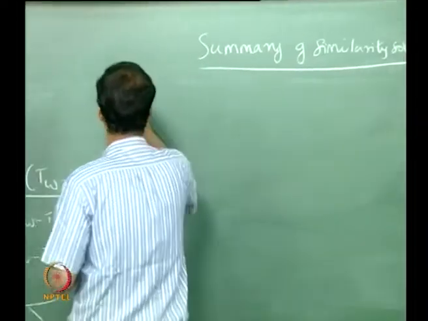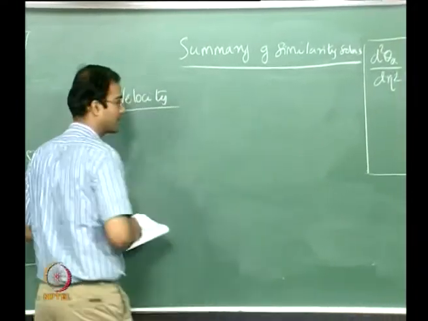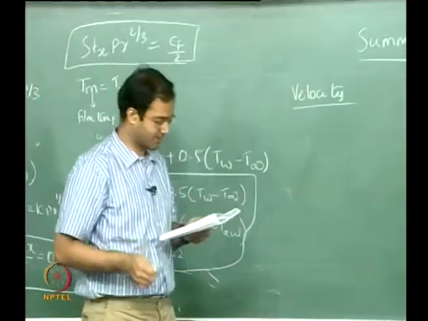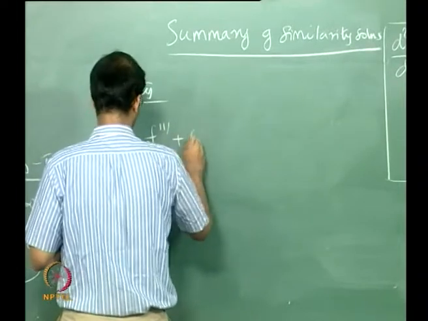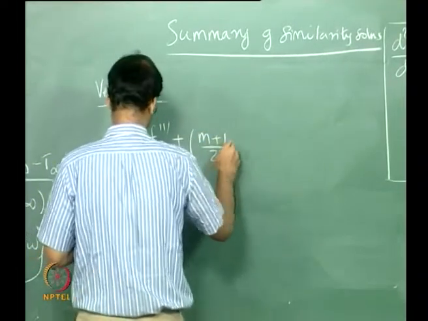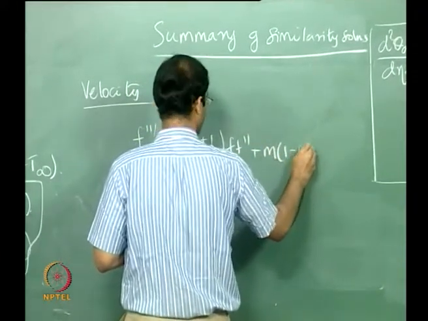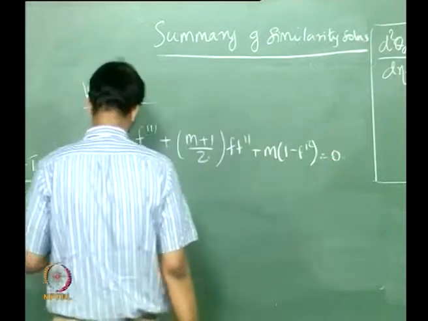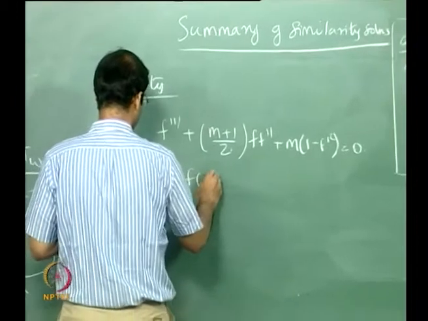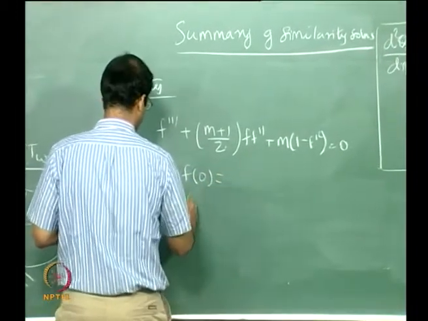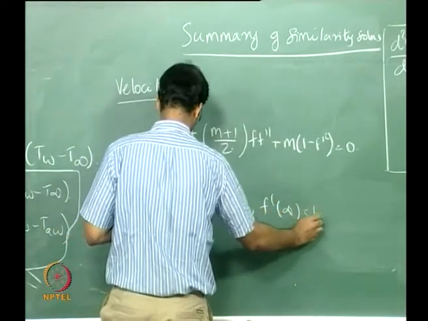So for velocity, I am just writing the global similarity solution, which is nothing but the Falkner-Skan equation. From there all the other special cases can be derived. So for the Falkner-Skan you have f triple prime. The boundary conditions for the similarity problem are: f prime of 0 should be 0, and f prime at infinity should be equal to 1.